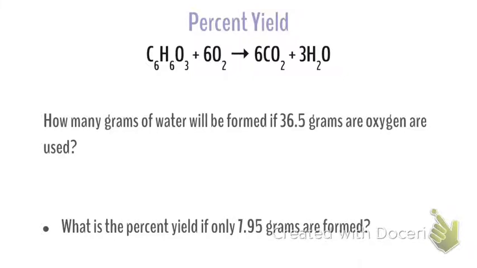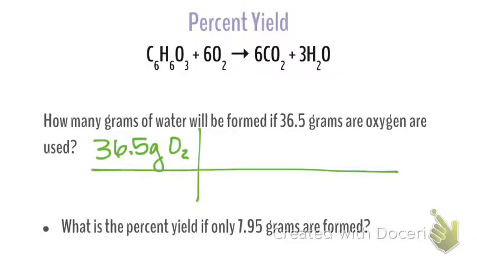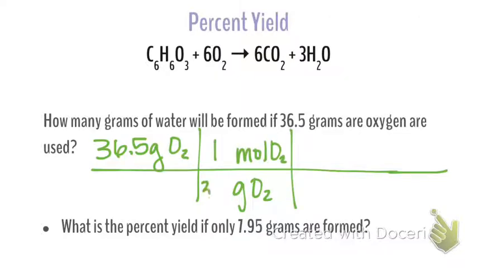All right. So now we're going to do the chart. We're going to do the actual stoichiometry problem, and then we'll say, what's our percent yield if only 7.95 grams are formed? It's already balanced for you. We're going to just go with the chart here. Okay. So let's see, 36.5 grams of O2. We're going to cancel grams of O2 and go to moles. 1 mole is 32 grams.